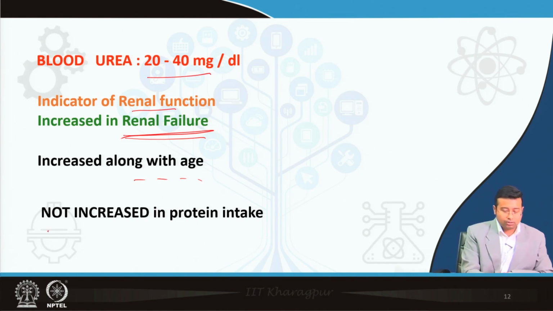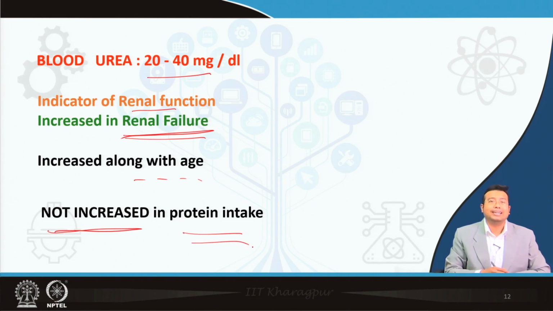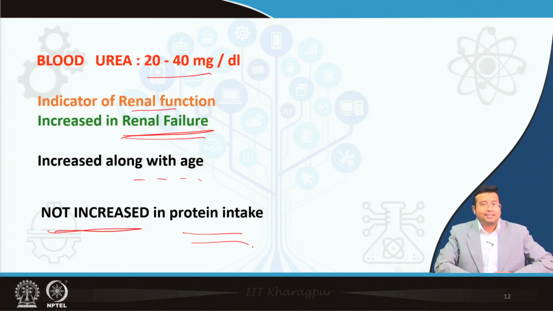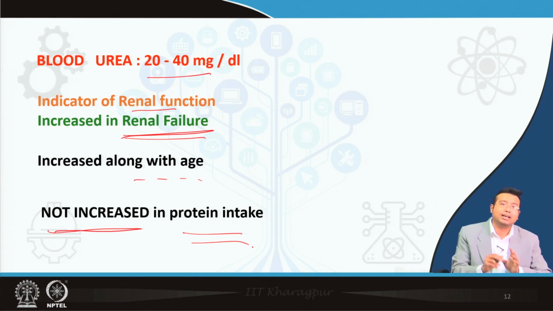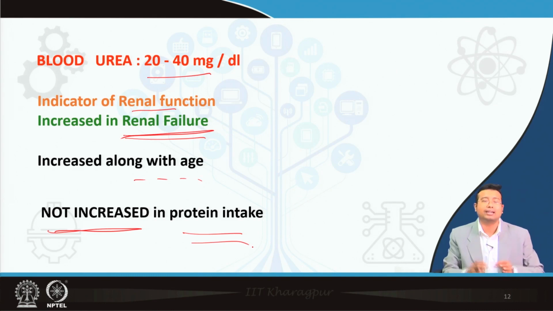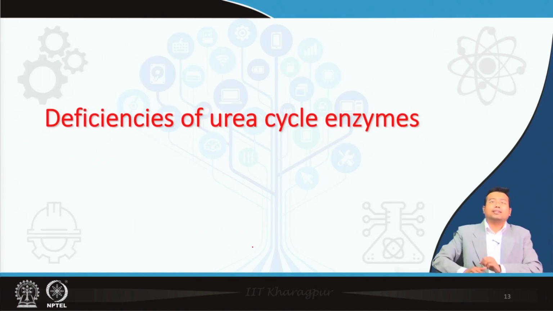Very important, it is not increased by protein intake, alright. Whenever the excretory system is working, no matter how much urea is produced by the urea cycle, in spite of a high protein diet, urea will be cleared, urea will be washed out in urine. Only and only if the excretion system is at fault, the outbound system is problematic, then the level of urea will rise, alright.